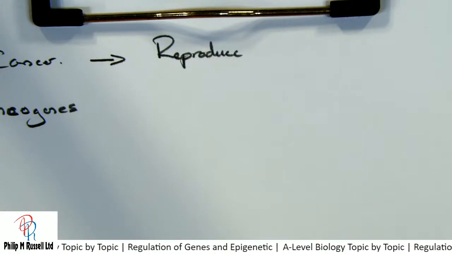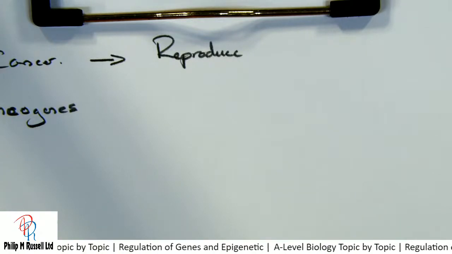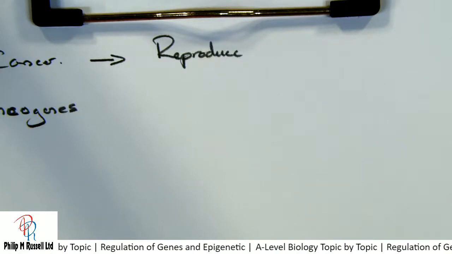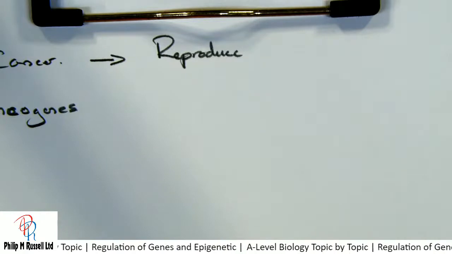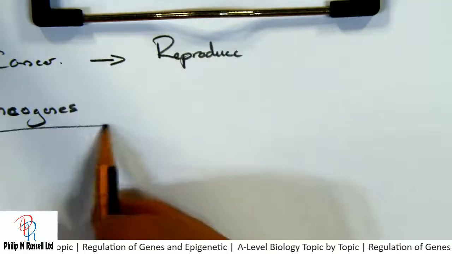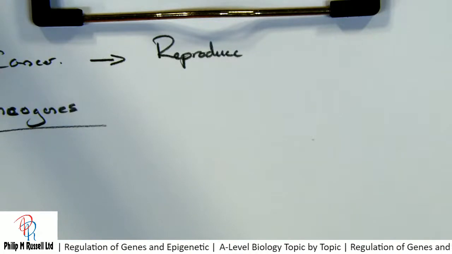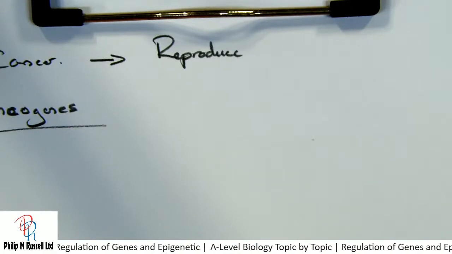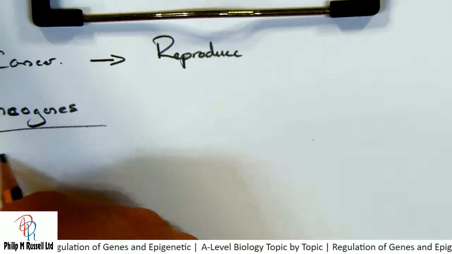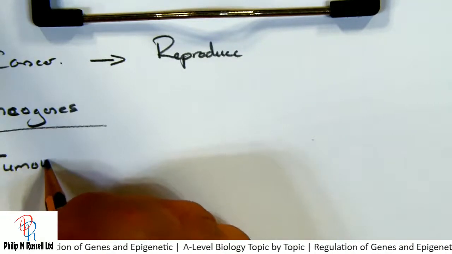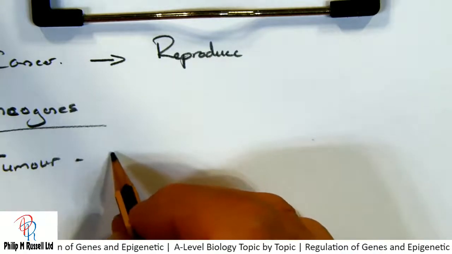Basically a few cancers are caused by this, and if we can try and do something to stop this oncogene, then we might be able to suppress it. There's another type which is called a tumour suppression gene.